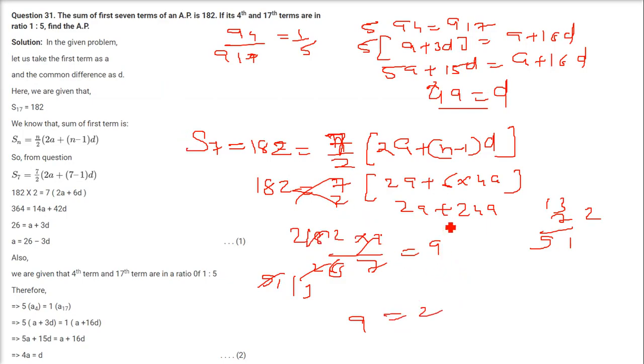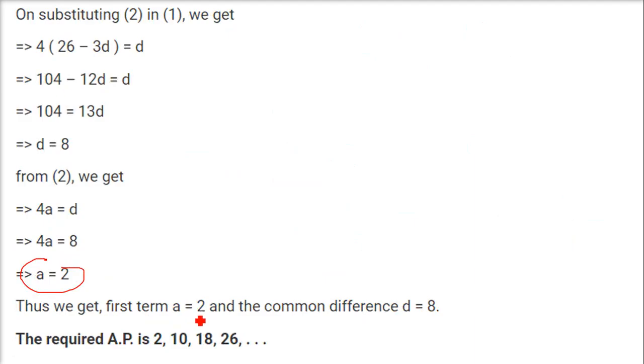Now A is 2. What will be D? D will be 4 into 2, so D will be 8. A is known and D is known, so you can easily find out the AP. The first term is 2, add 8, 10, add 8, like this.